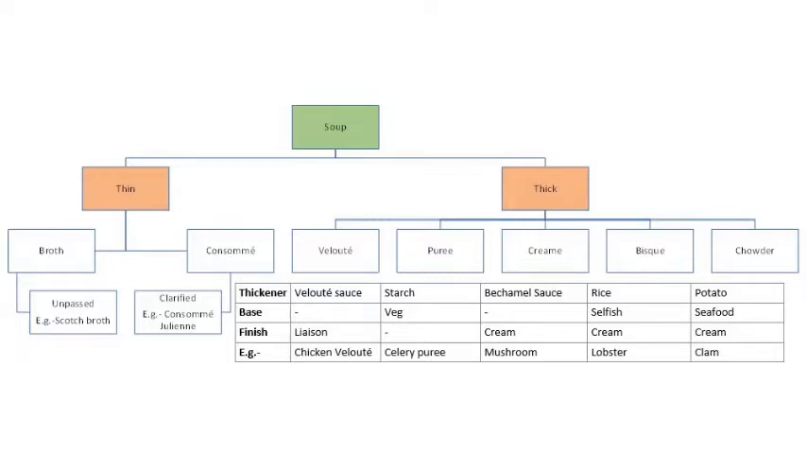The fourth type of soup is called bisque. Bisque is a type of thick soup which is generally made with shellfish and thickened with rice. It is finished with cream. An example is lobster bisque. And the last and final type of soup is called chowder, which again uses seafood as the base ingredient and is thickened with potato starch. The chowder is finished with cream, and one of the most common examples is clam chowder.